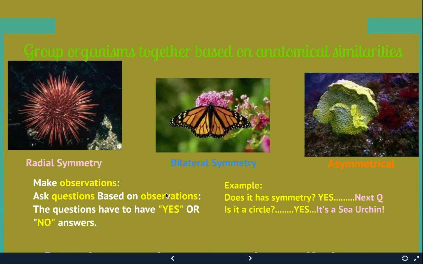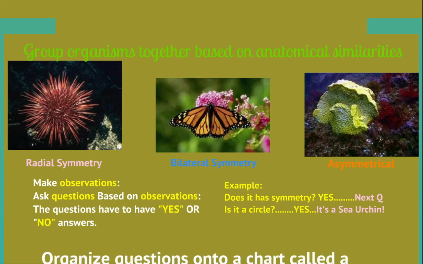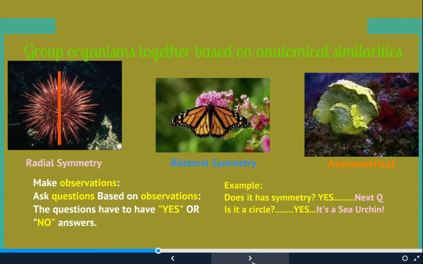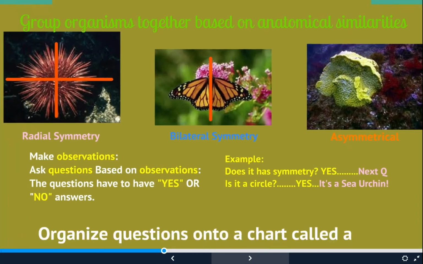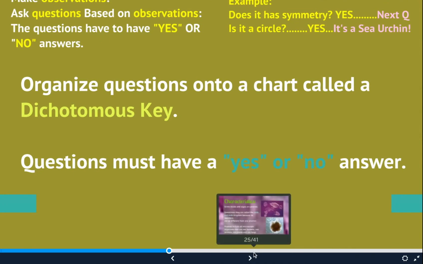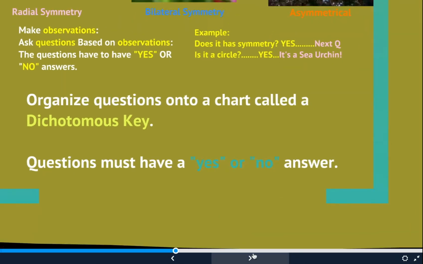So make observations. Ask questions based on observations. The questions have to have yes or no answers. For example, does it have symmetry? Yes. Next question. Is it a circle? Yes. It's a sea urchin then. Organize the questions onto a chart called a dichotomous key. That's radial symmetry. Bilateral symmetry. Questions must have a yes or no answer.